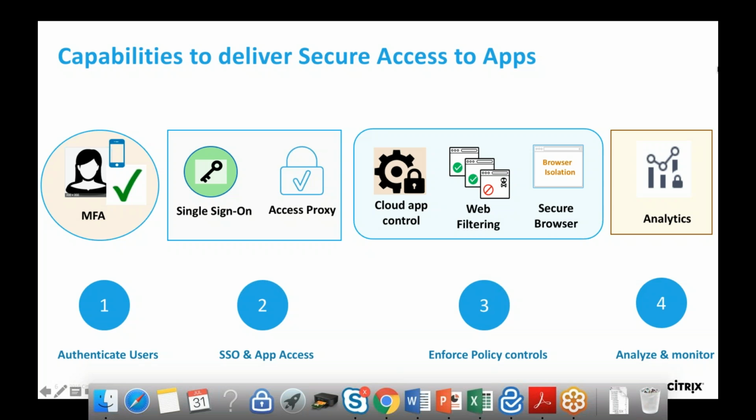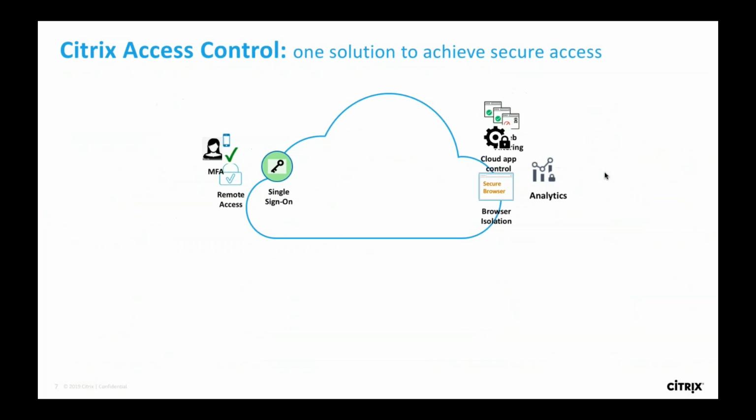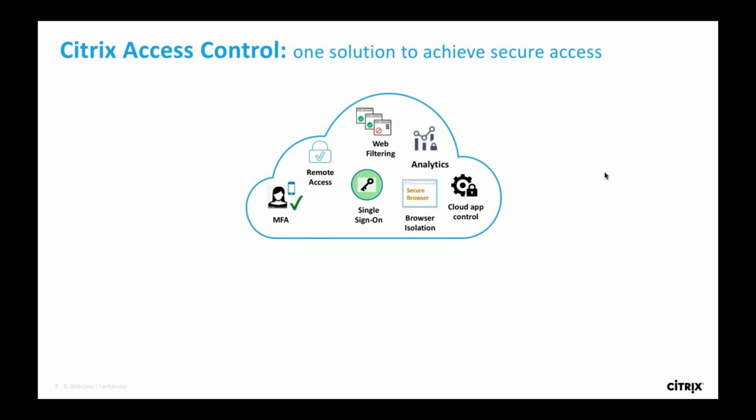From a policy control perspective, what we really have is a variety of different controls that we'll be talking about, both on the endpoint as well as in the cloud. And finally, we'll touch upon analytics, which will allow us to understand how all this comes about, so we can really drive more closed loop controls. And what we are doing with access control is it's one single solution to provide secure access to a variety of different applications through an integrated cloud service.